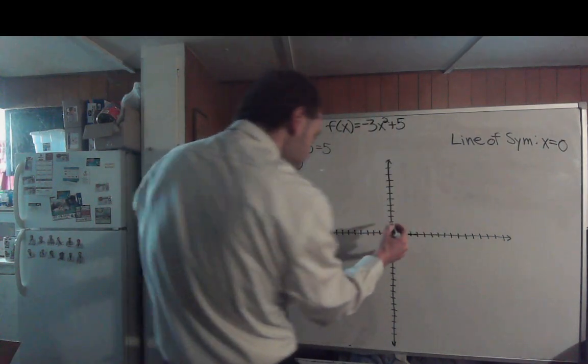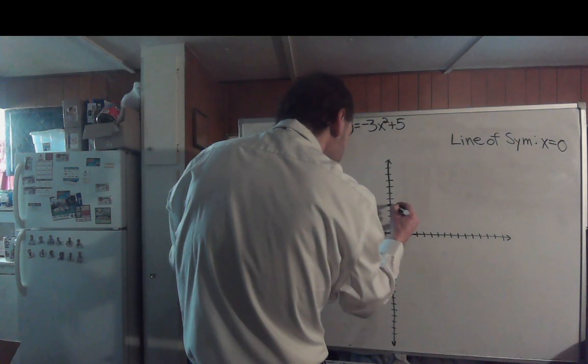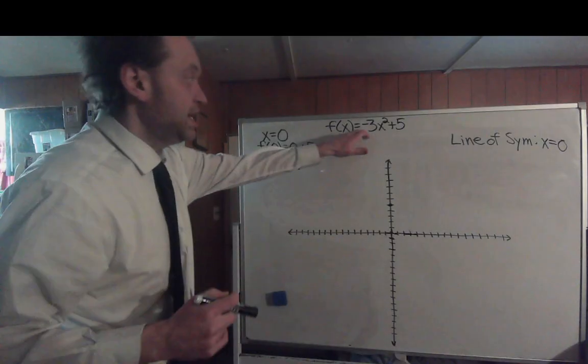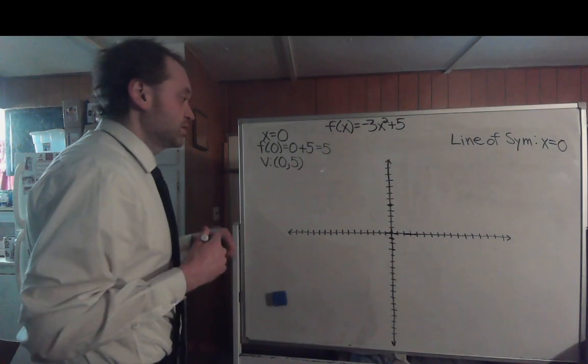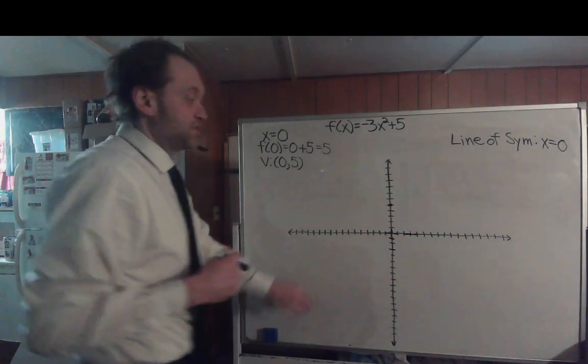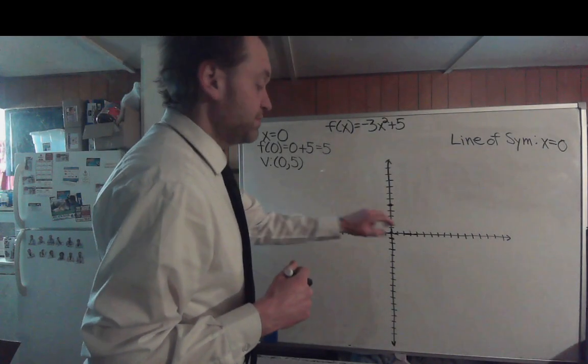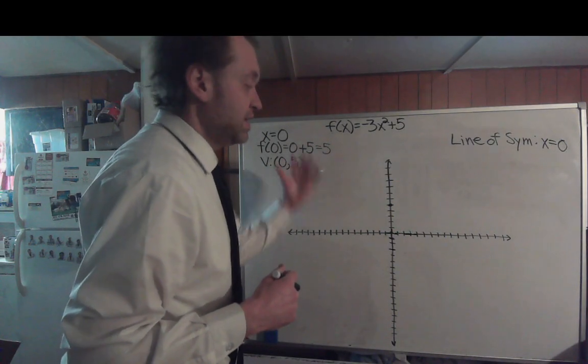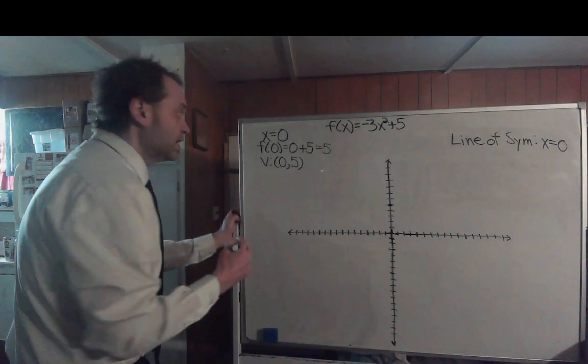So let's find 0, 5 here, which is right there. There's your vertex, and it's actually going to open downward since you have a negative coefficient on the x squared term. Line of symmetry is at x equals 0. Let's find 2 additional points to the right and to the left of the line of symmetry.